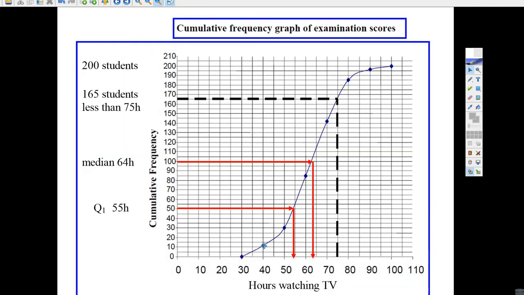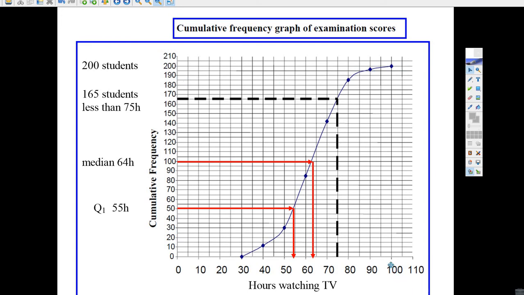There's the ogive curve. 30 goes with 0. 40 goes with, it looks like about 12. It's sort of an estimate thing. 50 goes with 30. I can see some of the points that go. It looks like 60 goes with 85. And then there's some other points. I can see that 80 goes with, it looks like 185.